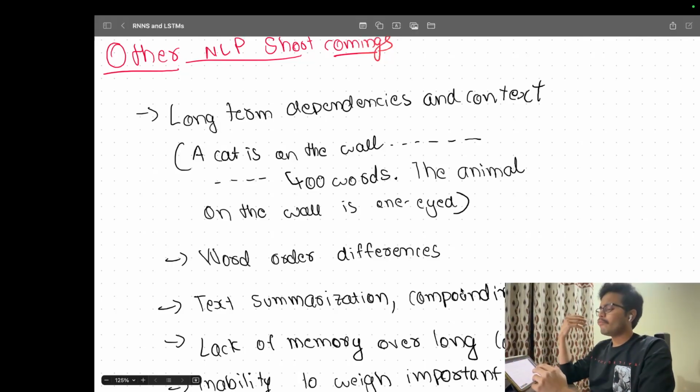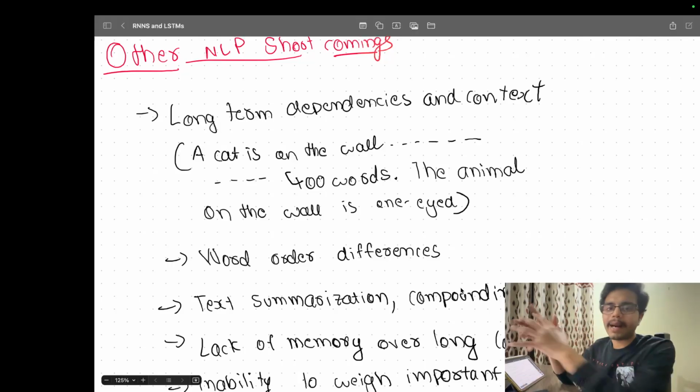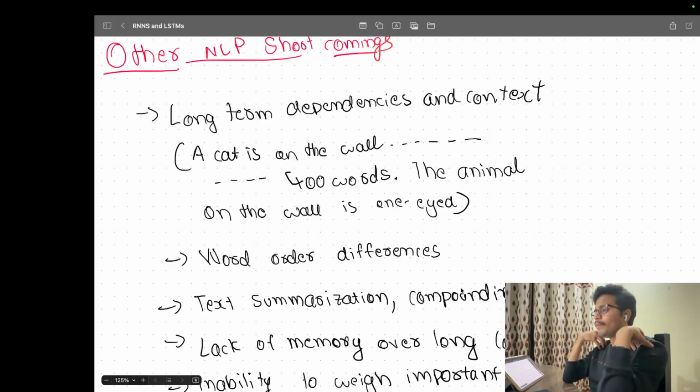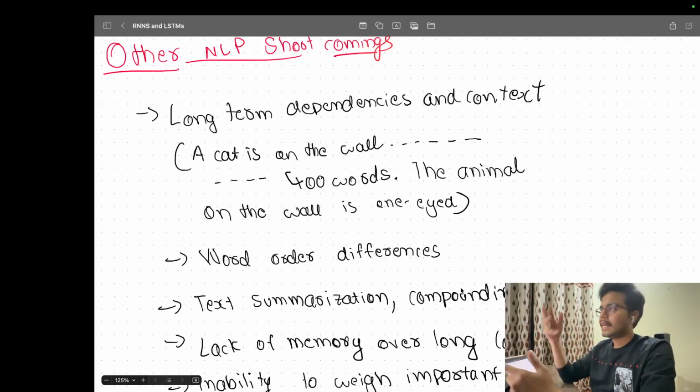You have maybe 400 words in the sequence. And then you have a sentence: the animal on the wall is one-eyed. We humans are good with pattern recognition, and we grow up listening to stories. So we can understand that the animal on the wall is the cat that's mentioned in the first sentence. But an LSTM is not capable of storing this amount of aggregate information because everything is being stored mathematically.